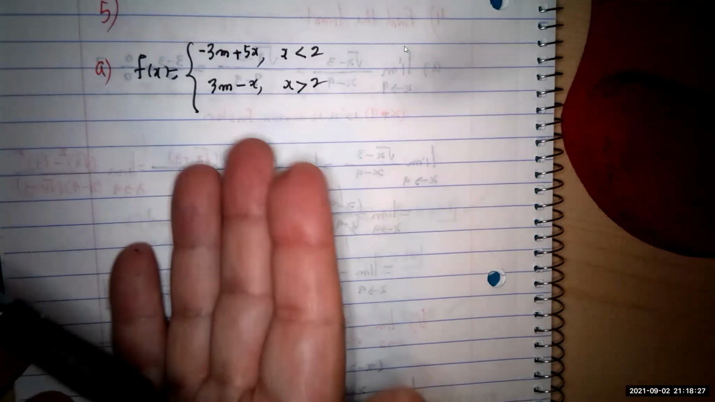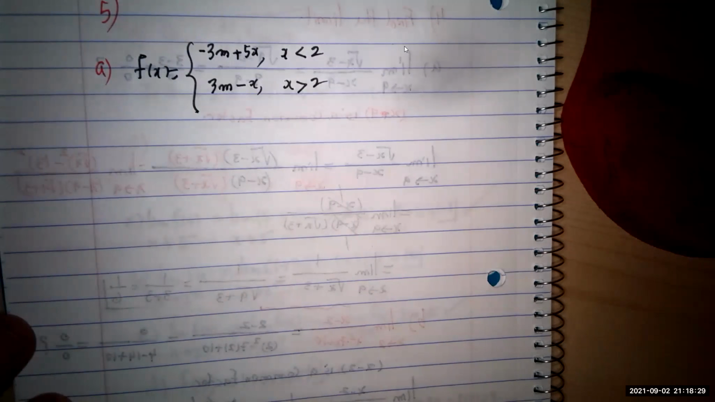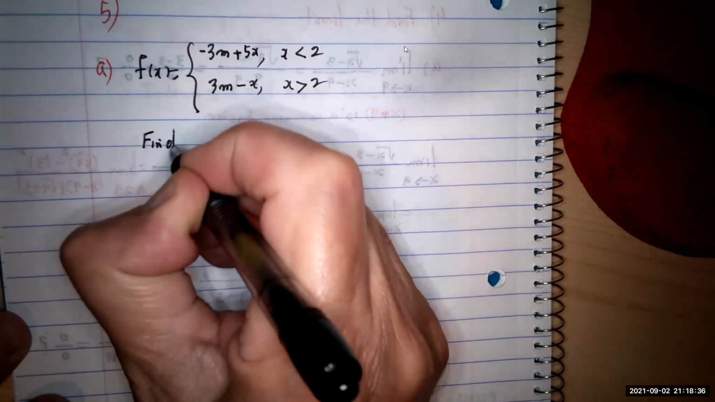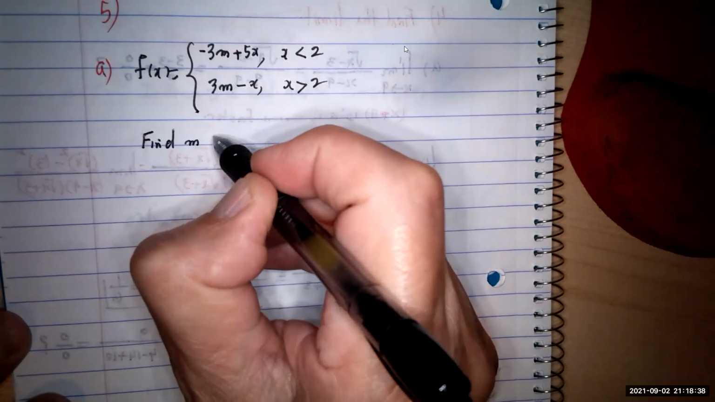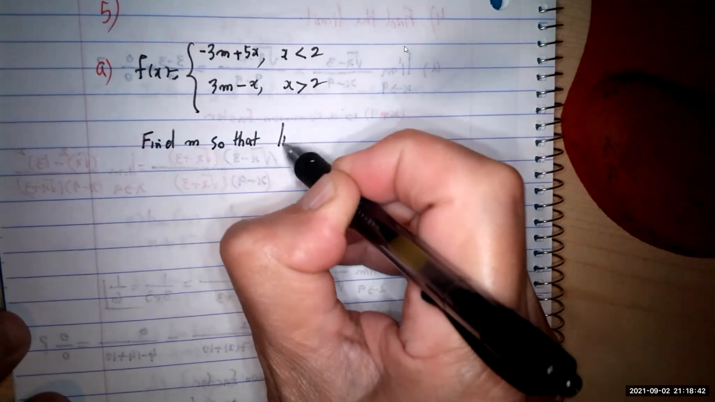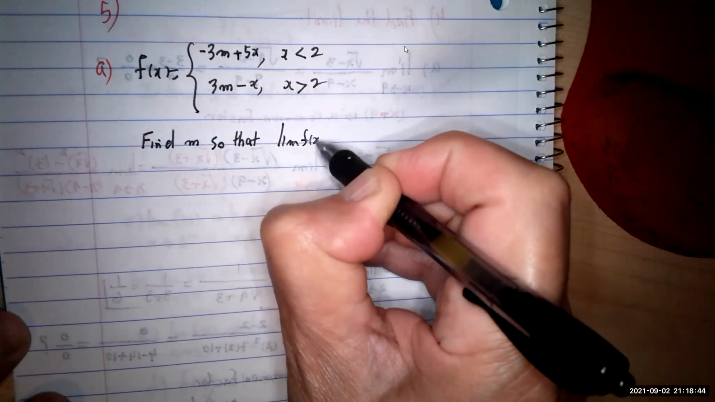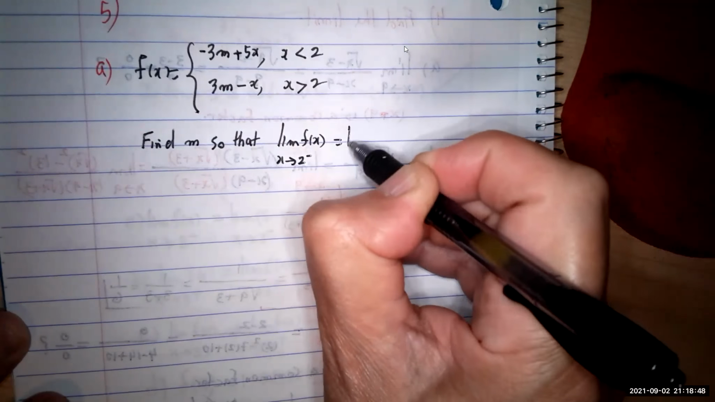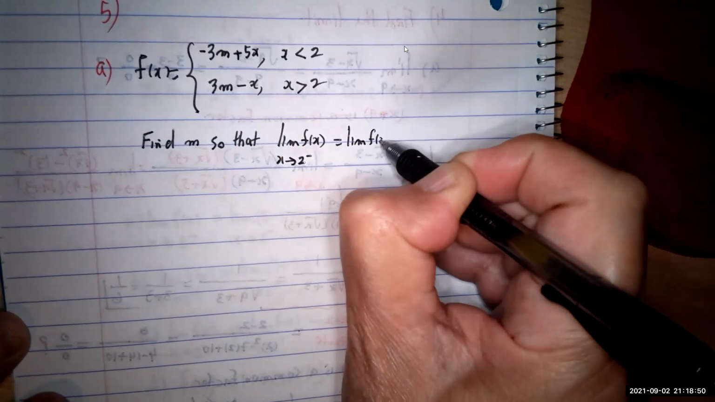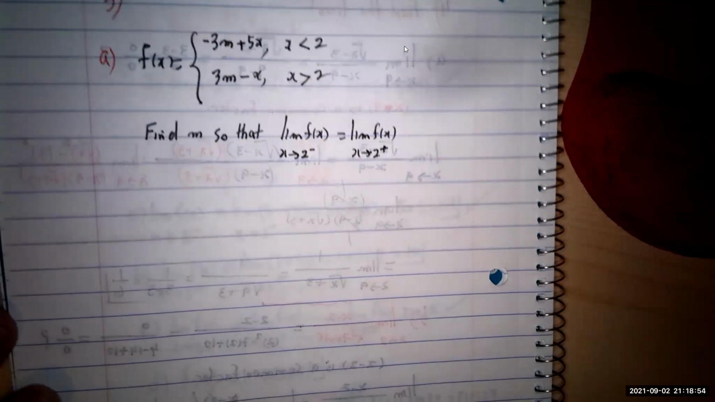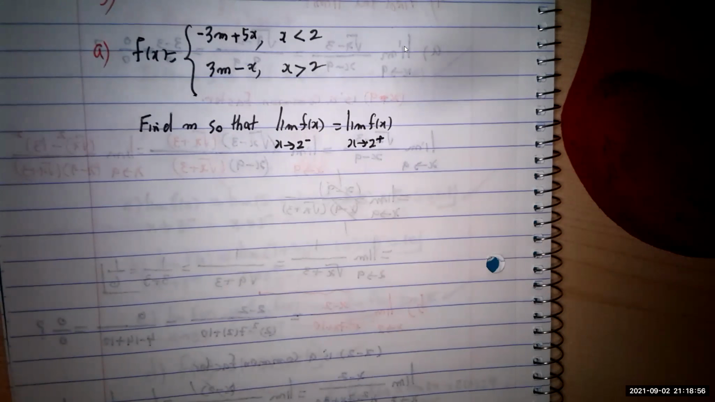Anytime you see this, find the right and the left limit. That would be 50% of the grade. But what they want is exactly the one that we did tonight. Find m so that the limit of f of x as x goes to 2 negative is the same as the limit of f of x as x goes to 2 positive. That's the question. Remember, we talked about it.